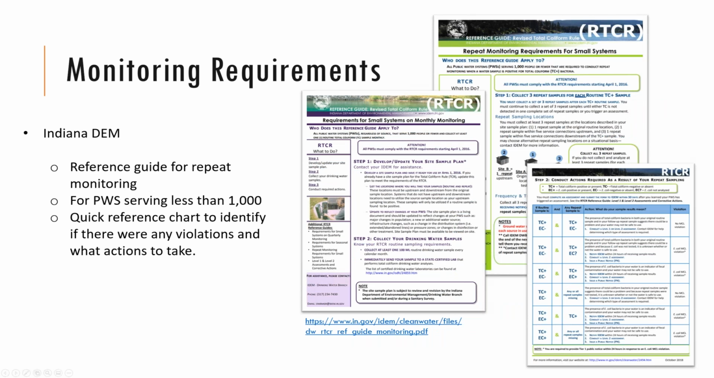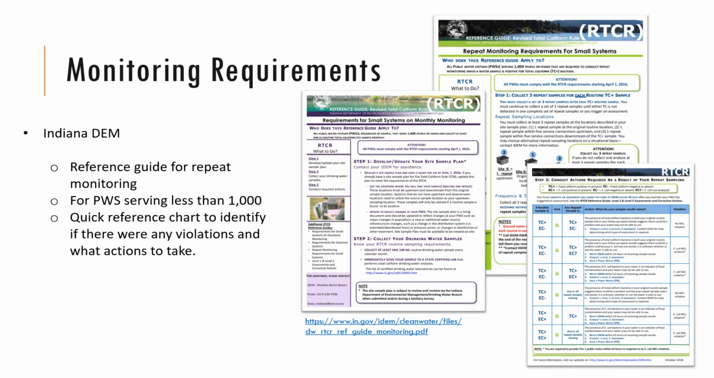Indiana Department of Environmental Management also has a reference guide for repeat monitoring. These documents are again designed for systems serving less than 1,000. The document will provide concise information on the steps water systems are required to complete to comply with the RTCR, and also includes an easy-to-read table to help systems figure out what actions are required depending on the results of their routine and repeat sample results.